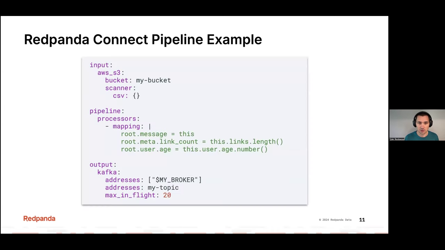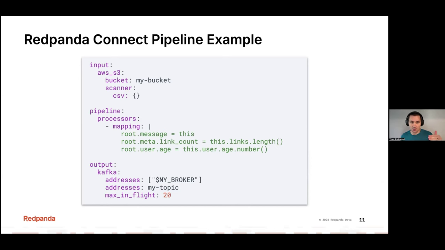And I wanted to, oh, there we go. Give an example of what these pipelines look like from that YAML file that I talked about. So there's this input, there's the pipelines, which do some processing, and then there's an output. In this specific example, we have an S3 input. So it's reading every CSV file in this bucket. It's going to read them all, send them through the pipeline, and the output's going to go to a Kafka-compatible message broker like Redpanda into the my topic field.